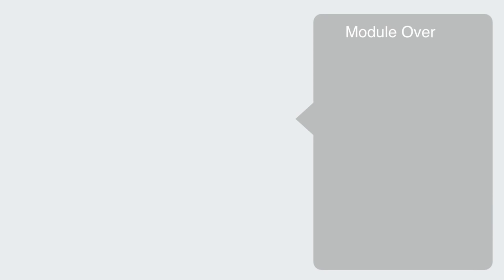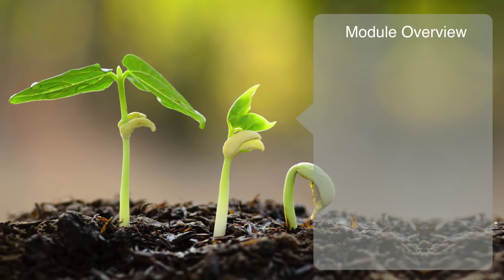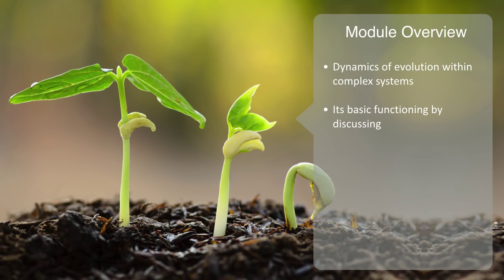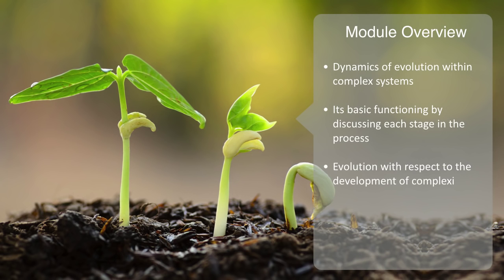In this module, we will be talking about the dynamics of evolution within complex systems. We will firstly define what we mean by the term, then look at its basic functioning by discussing each stage in the process, and finally talk about evolution with respect to the development of complexity. A quick note before we begin.